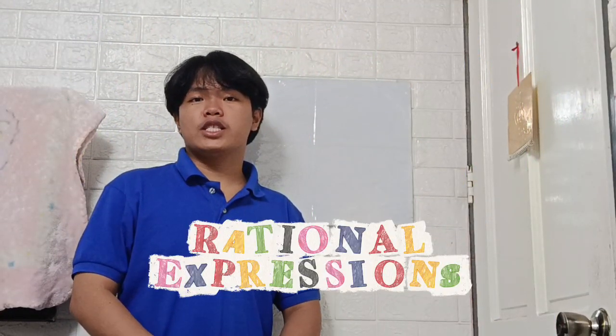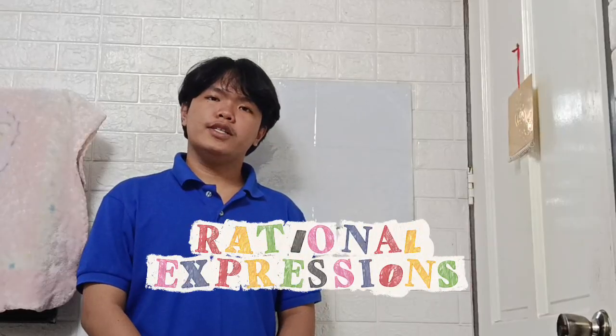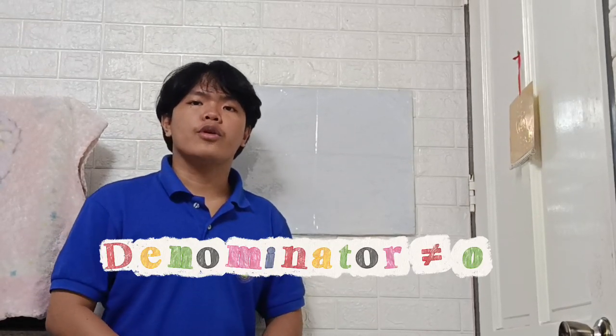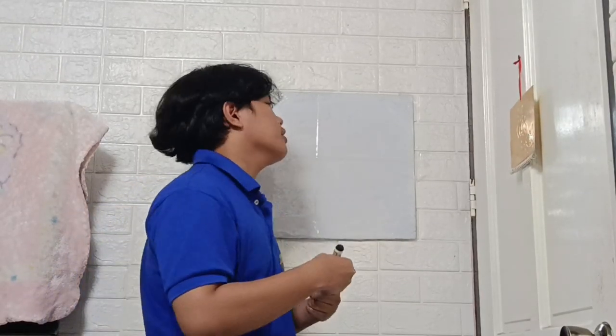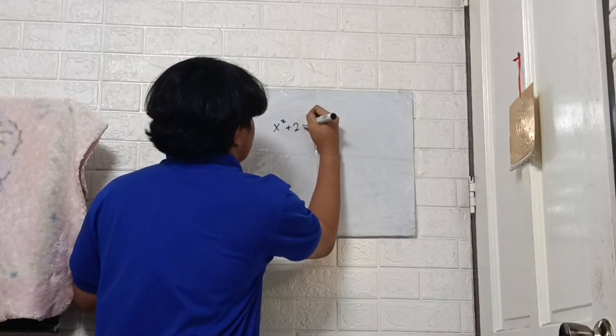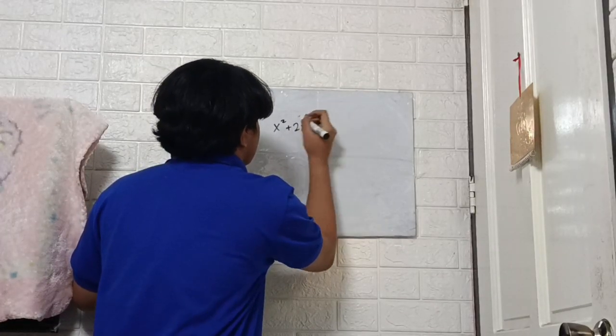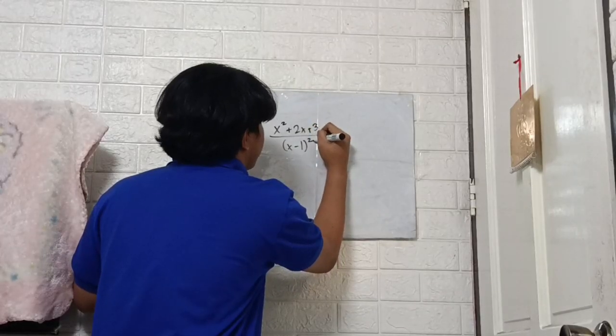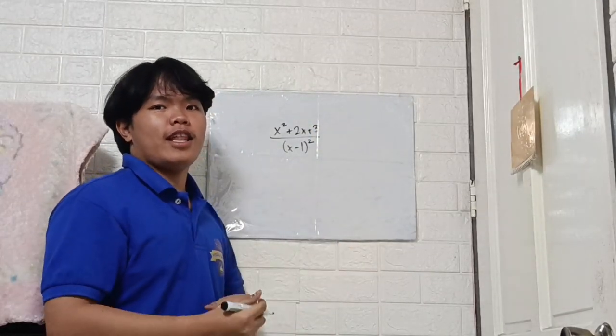Next up are rational expressions. Rational expressions are fractions in which both the numerator and the denominator are polynomials, and the denominator cannot be equal to 0, otherwise it is undetermined or simply does not exist. This is an example of a rational expression: x squared plus 2x plus 3 all over x minus 1 squared. That's a rational expression.